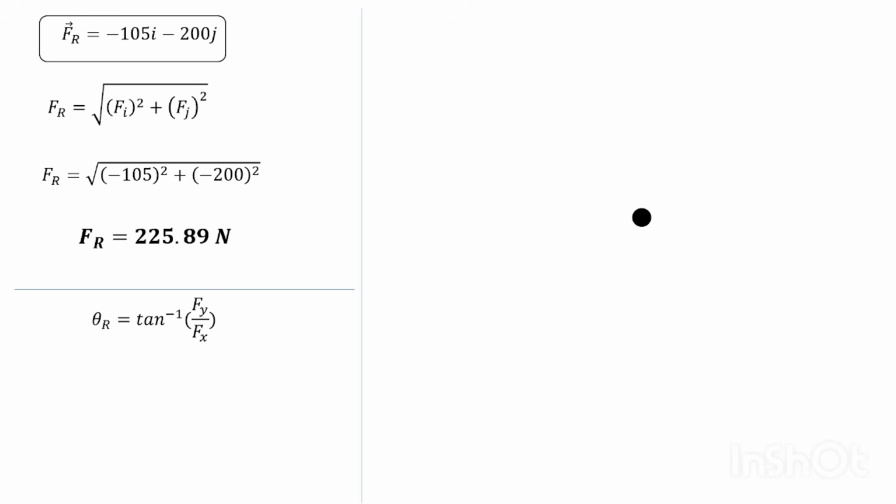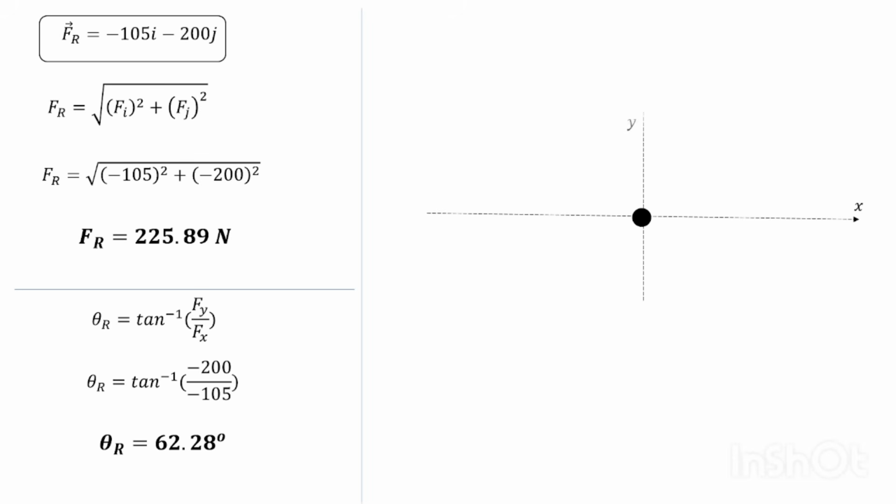Then we also need the angle that this resultant force is making with the horizontal. And we can get this angle by finding the arctan using this basic equation, arctan Fy over Fx. So if you find this, basically you get our angle to be 62.28 degrees. But having gotten the angle, how do we reproduce this on the diagram? Let's remember we have our x and y components. Our force FR is equal to minus 105I and minus 200J.